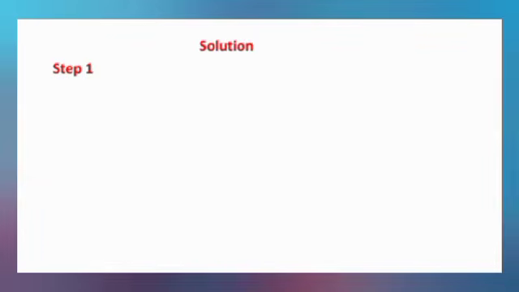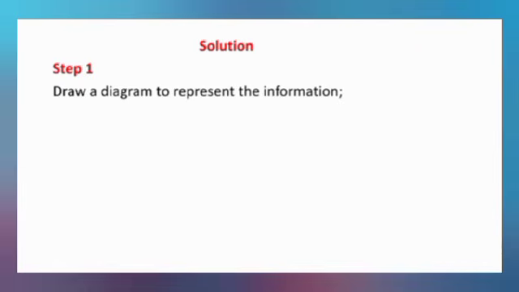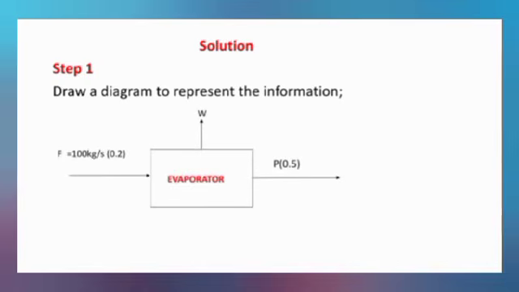So now this is the solution. Step 1. Draw a diagram to represent the information. The question is very long, but by drawing a diagram, it simplifies everything. So, from the question, the amount of salt solution entering the evaporator was given to be 100 kg per second. That's the flow rate of the salt solution. We also had the percentage of the salt contained in this solution to be 20%. So in this case, we will write it in decimal form, that is 0.2.